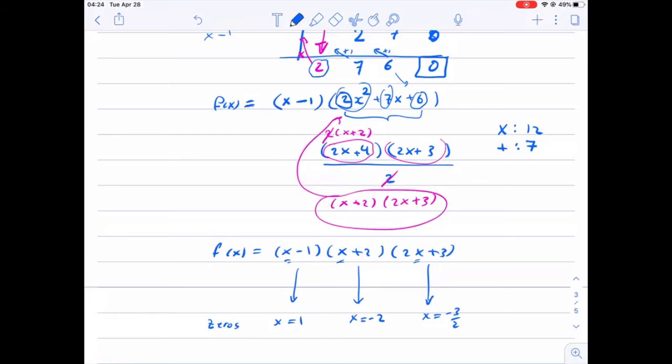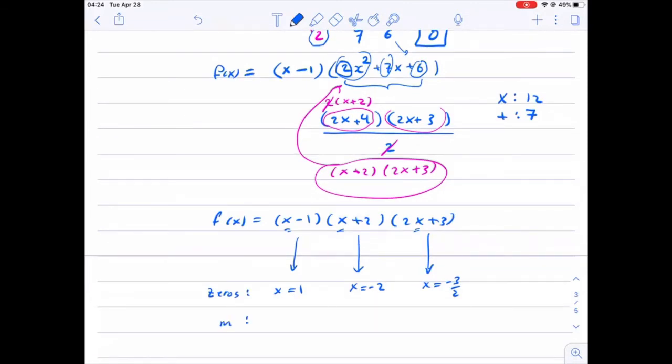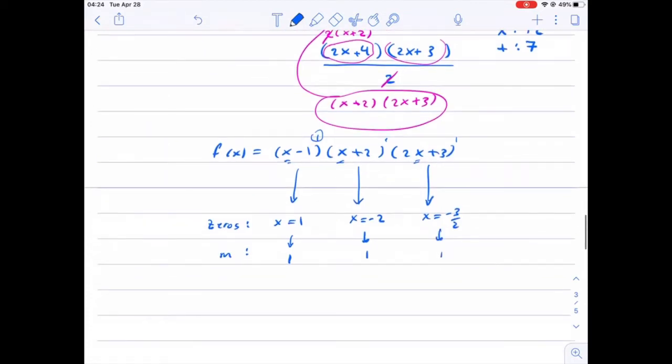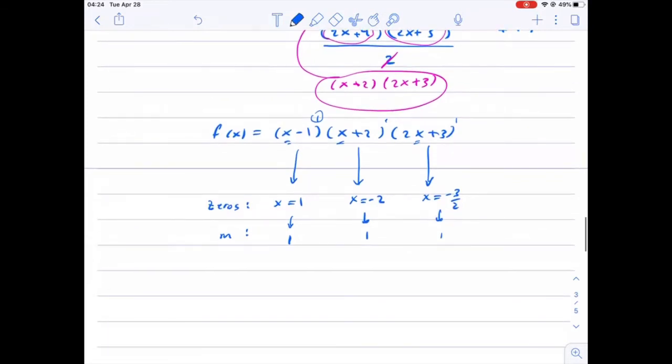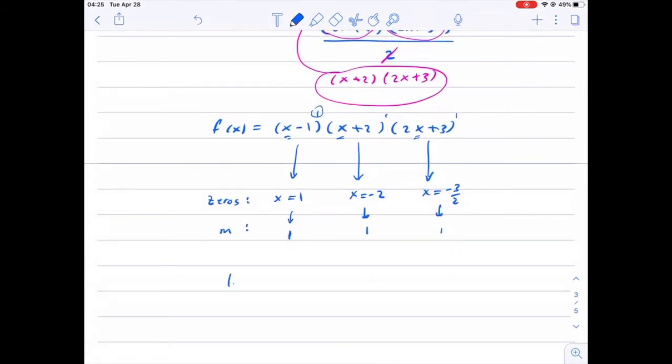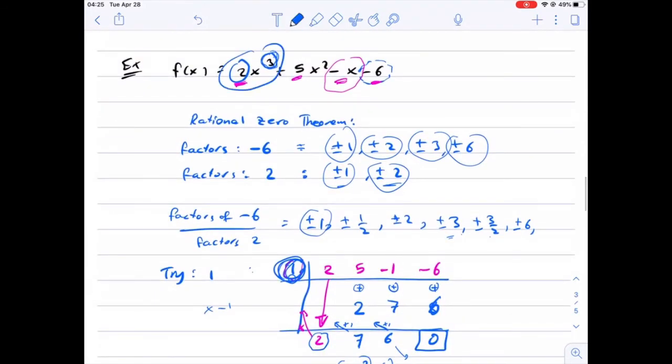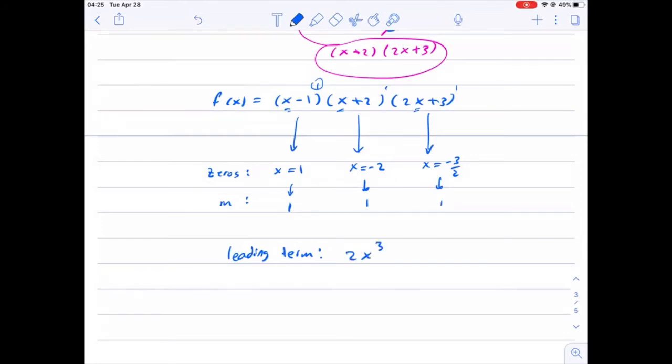These are the zeros. What are the multiplicities? The multiplicity here is 1, the power is 1, and the multiplicity here is 1, the multiplicity here is 1. So the multiplicity is 1 for all these zeros. And then we find the leading term. The leading term from the original function has 2x cubed. So a sub 3, because the degree n is 3, a sub 3 is equal to 2, which is greater than 0, and n is 3, that's odd.